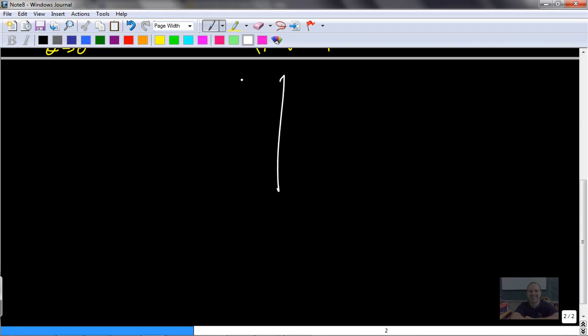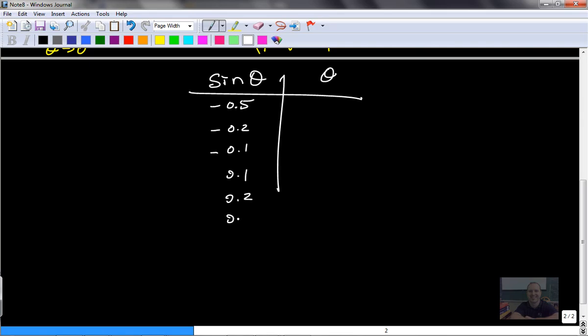Okay, if we have a little bit of a chart here, sine theta and theta. Okay, so we're going to make a little chart here, and let's do this in radians, but let's do negative 0.5, radians. Let's do negative 0.2, negative 0.1, and then 0.1 and 0.2 and 0.5.